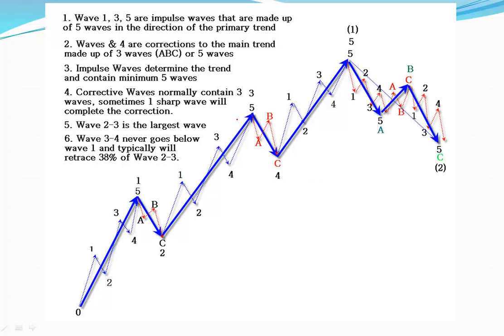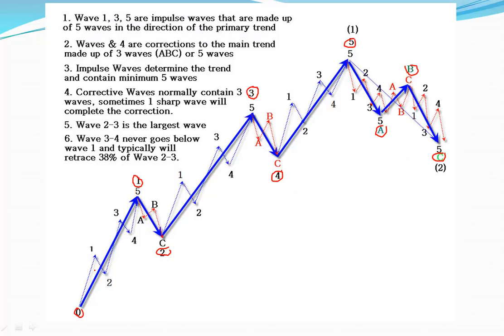Okay, this looks confusing. Let's break it out and take a look at really what we're looking at here. In a five-wave market, you have 0 to 1, 2, 3, 4, 5. Okay, you see that pattern. After you have your fifth wave, typically you'll get an A, B, C corrective wave.